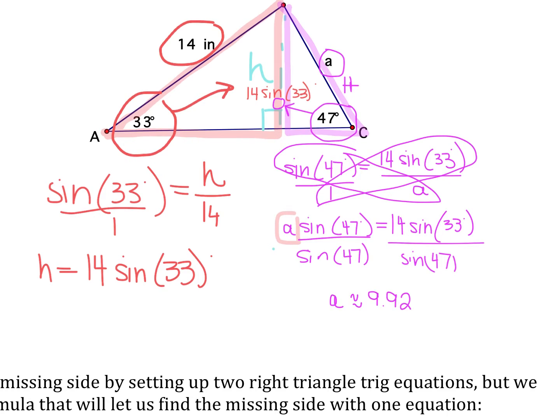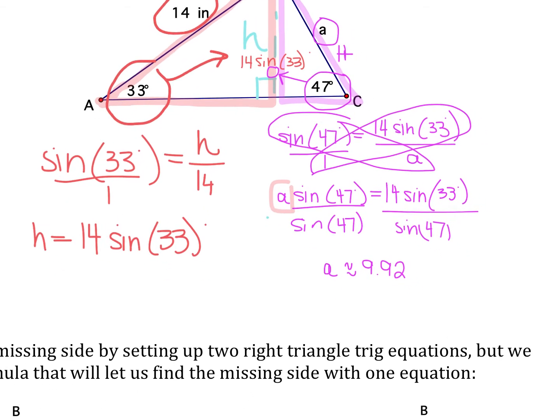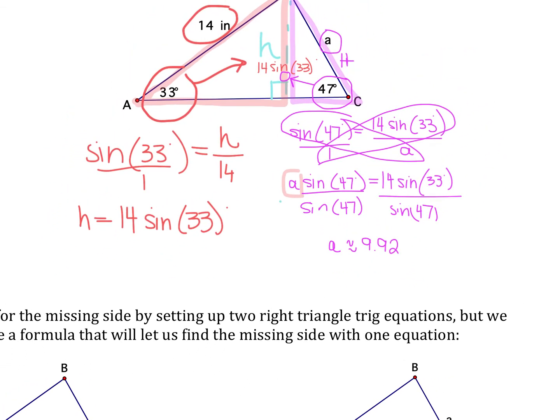So that was quite a bit of work and a lot of steps to find this missing side of the triangle. Initially I was missing side A. I had to split this into two right triangles, use right triangle trig two times, and then finally get the side.